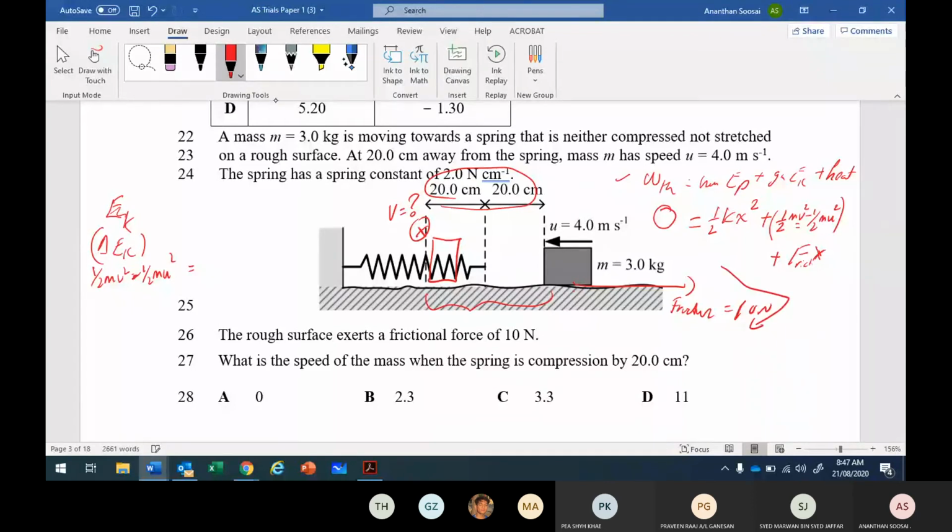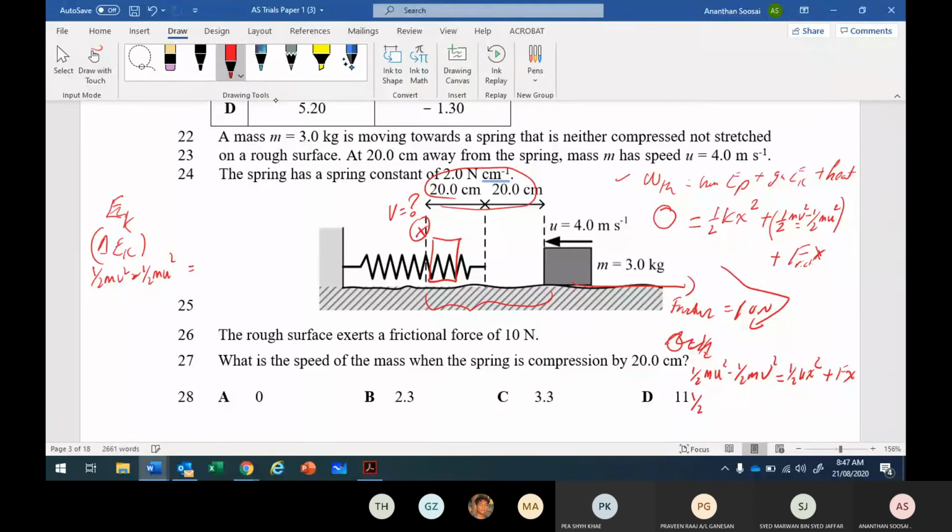So from here you work out. Come on, you try. So 0 equals to half... okay, I rearrange it back. I pull out the kinetic energy and put it to the left. So it's going to be half mu squared minus half mv squared equals half kx squared plus fx. Okay, so substitute and get the answer.